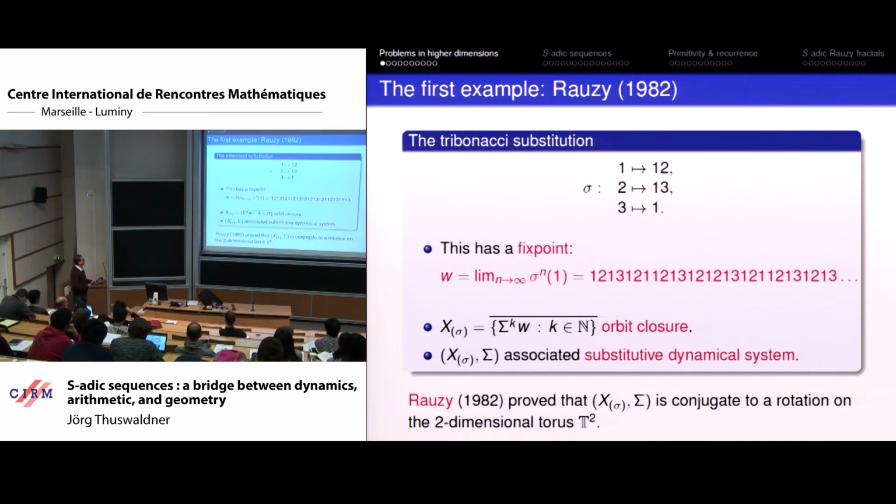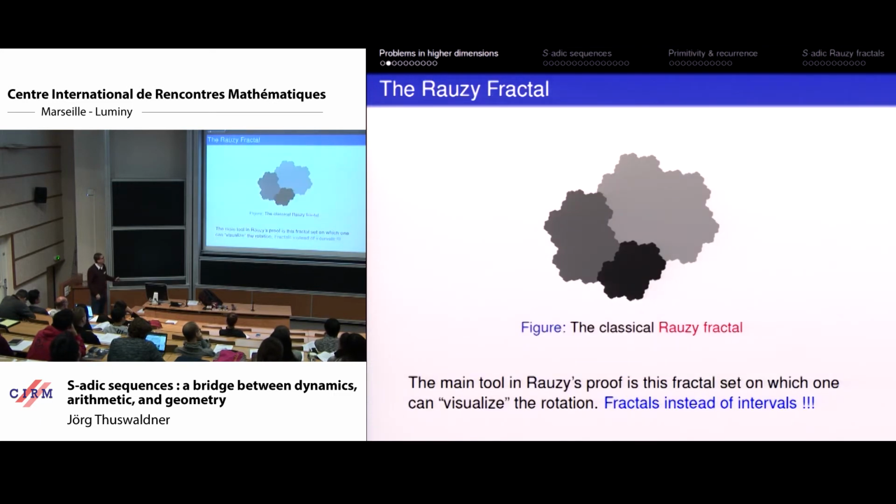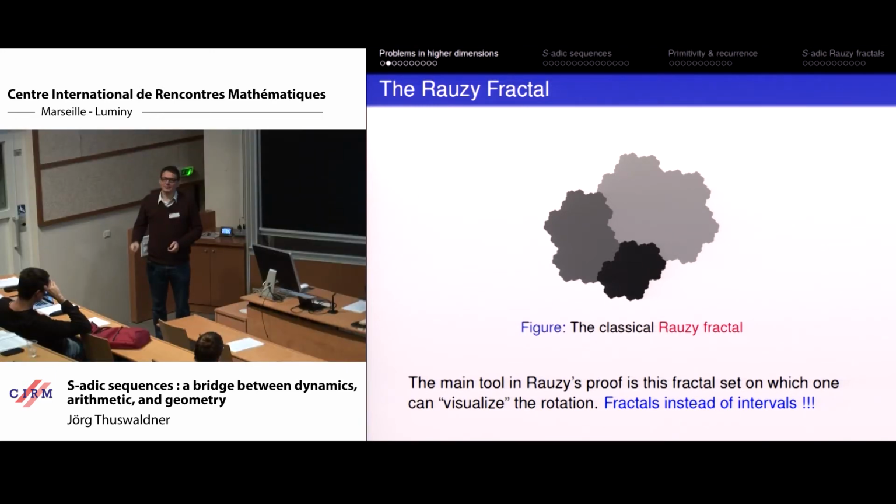So, he proved this. And the funny thing is that the analog of the intervals and the subdivision of the intervals is now this nice figure, which is called the classical Rosi fractal nowadays. I told you that the rotation comes by way of an interval exchange and then gluing.